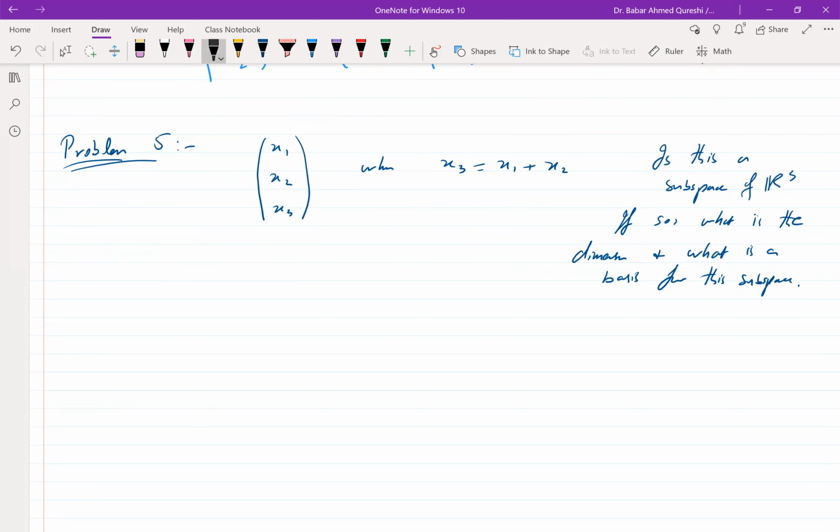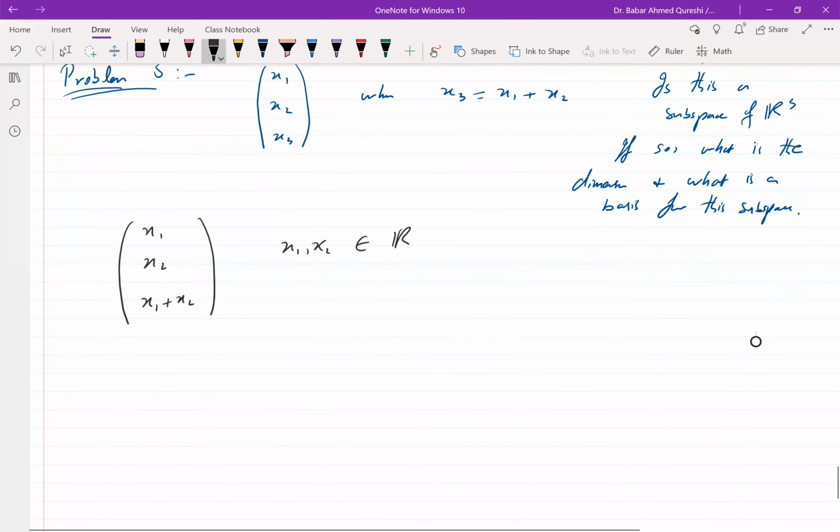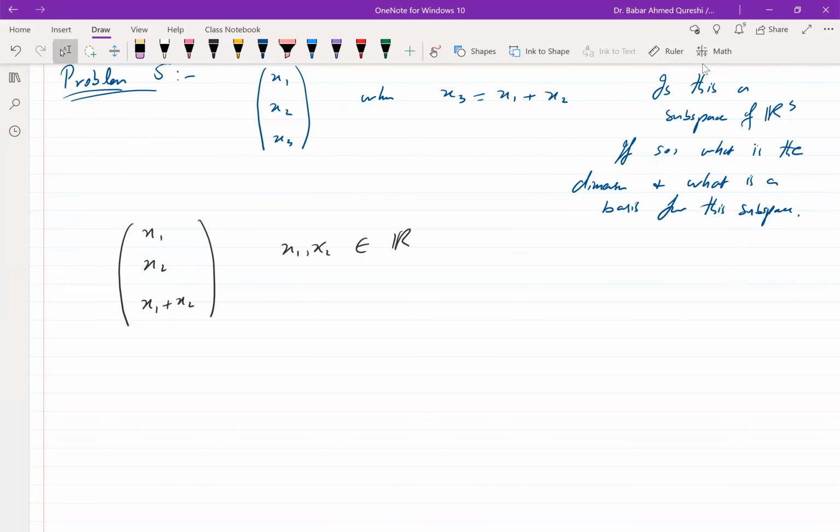So these vectors are of this form, where x1 and x2 are completely arbitrary. Any vector of this form where x1 and x2 could take any value would be part of this set. And we want to know if this is a subspace or not. So as always, you just check if an arbitrary linear combination of two of them is back in the space or not. So I just take two arbitrary elements of this form, multiply with an arbitrary number, take another one, multiply with another number, and see what I get.